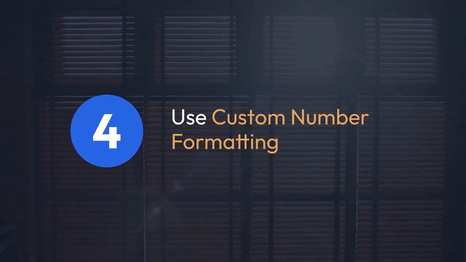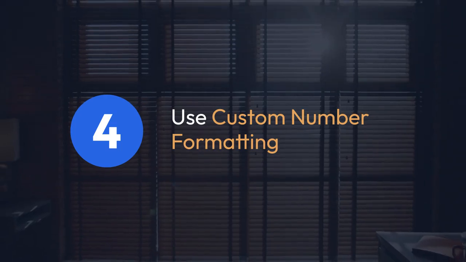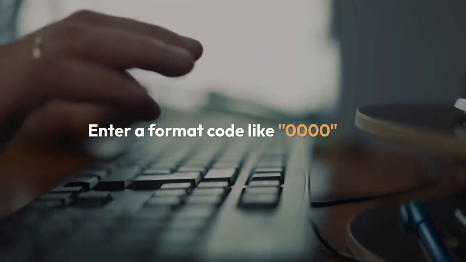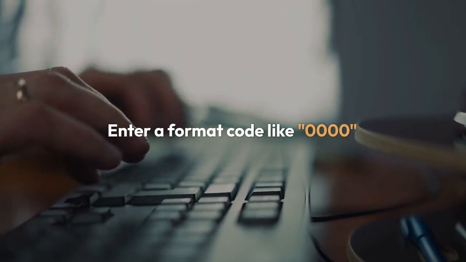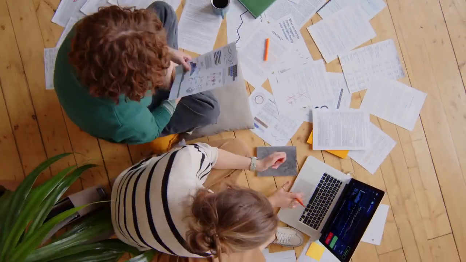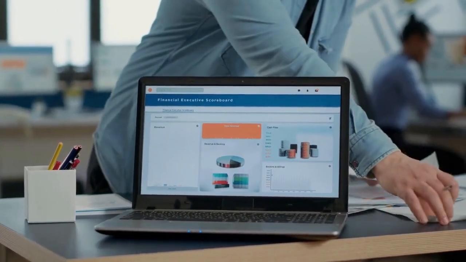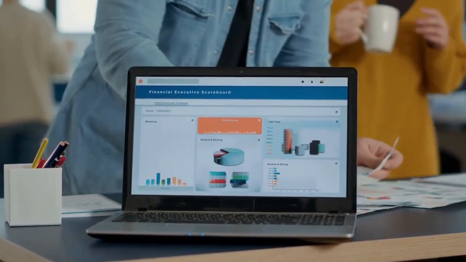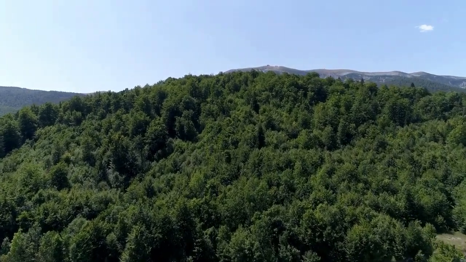4. For a more advanced approach, and if you need to perform calculations, you can use custom number formatting. In the Format Cells dialog, under the Custom category, you can enter a format code like 0000. This will ensure that all numbers will be displayed with at least 4 digits, padding with leading zeros as needed. For example, 1 will display as 0001 and 123 as 0123. This way, the values remain numeric, allowing calculations.